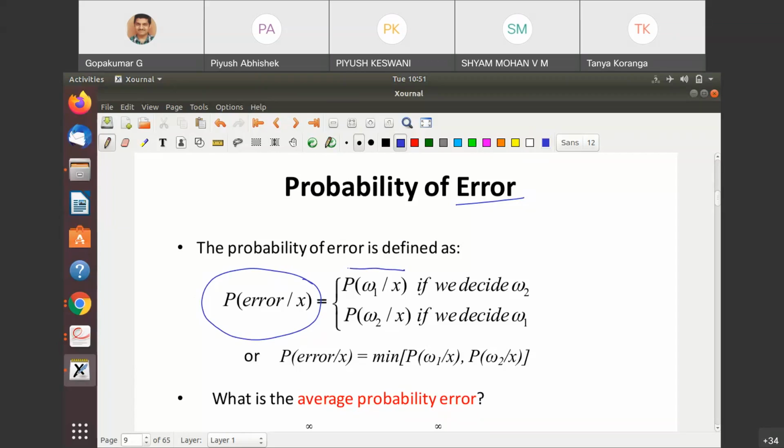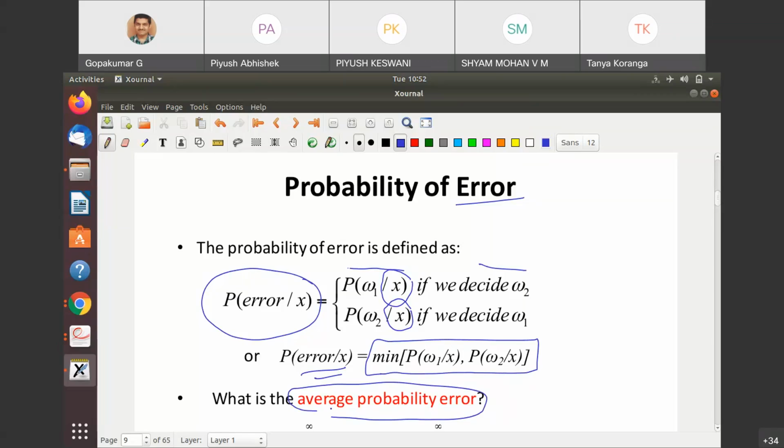Here also the rule remains the same: if we decide W2, the probability of W1 given X is the error. The only thing is that we are assuming x is given, that is, we have observed one feature vector. So the probability of error given x is again the minimum of these, because the maximum we have already used for the prediction of the corresponding class. That is the probability of error with respect to Bayesian, and then we can define the average probability of error also.